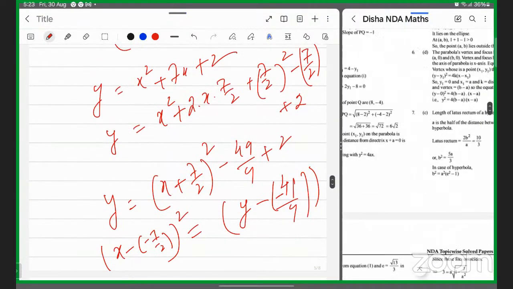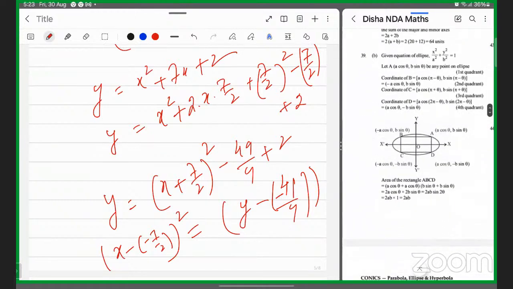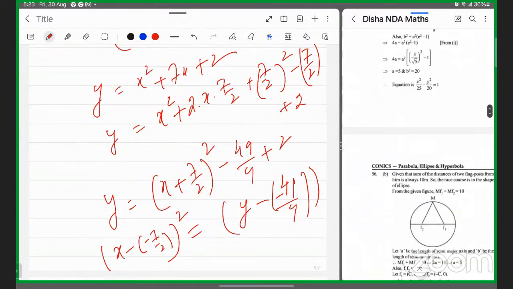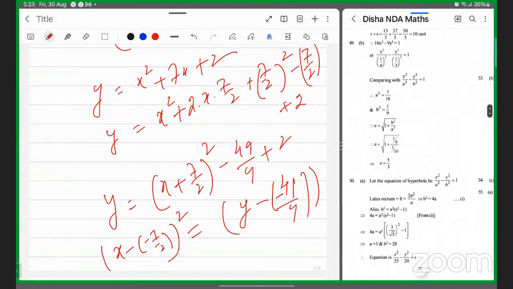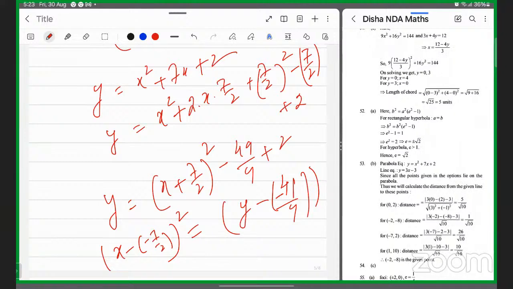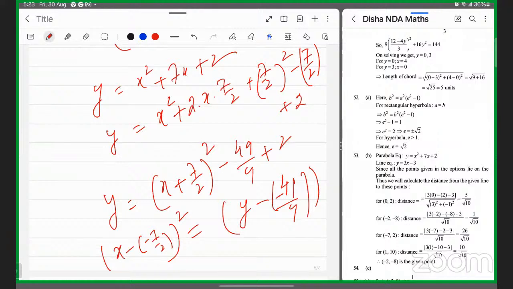What I have done by this? All the points given in the option lie on the parabola. Thus, we'll calculate the distance from the given.